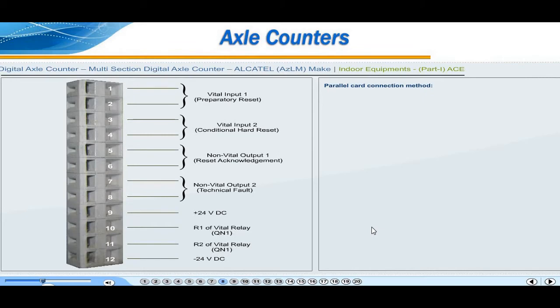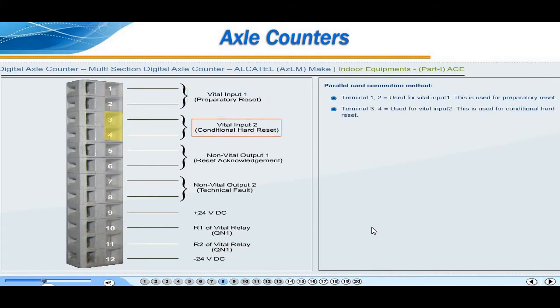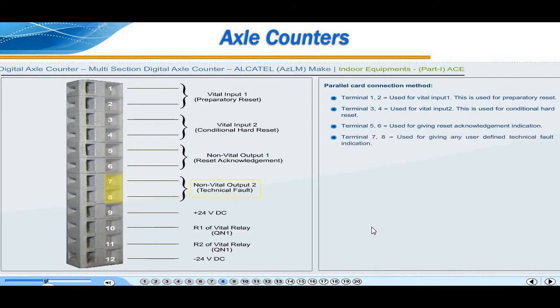Parallel card connection method. Terminal 1, 2 is used for vital input 1. This is used for preparatory reset. Terminal 3, 4 is used for vital input 2. This is used for conditional hard reset. Terminal 5, 6 is used for giving reset acknowledgement indication. Terminal 7, 8 is used for giving any user-defined technical fault indication.